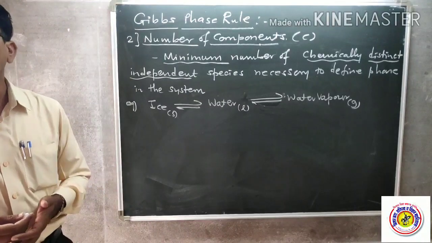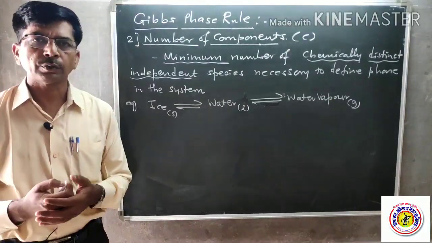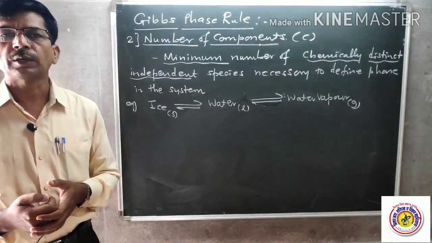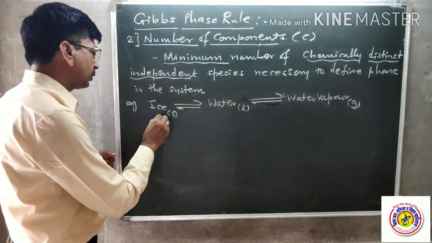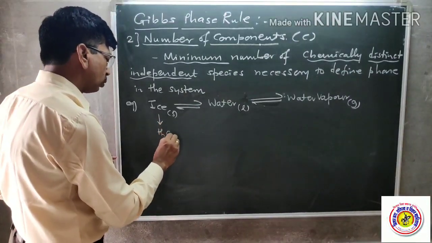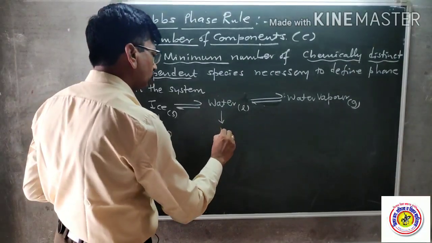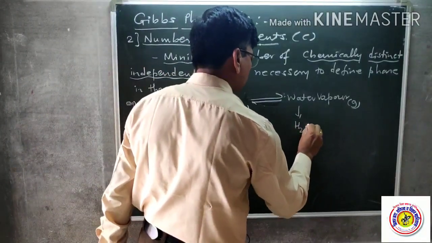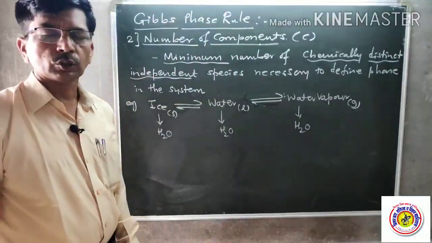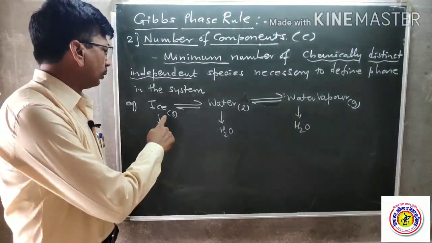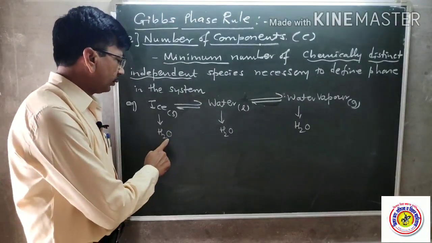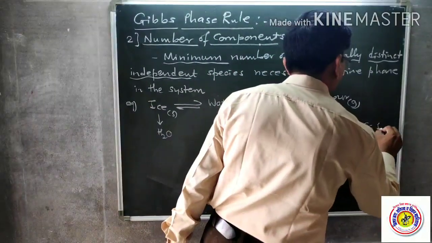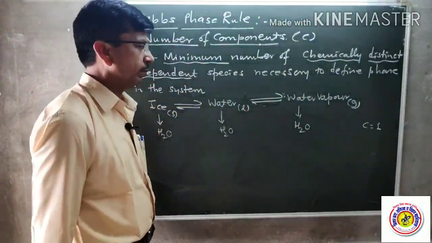Now, how to calculate the number of components? We have to ask what is the chemical constitution of that particular phase. Ice, the chemical constitution is H2O, water also exists as H2O, water vapor also exists as H2O. So the number of components in this system is the same, and that is 1. So we call it a one component system.